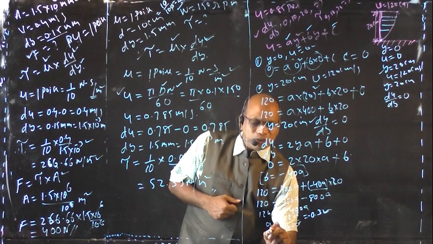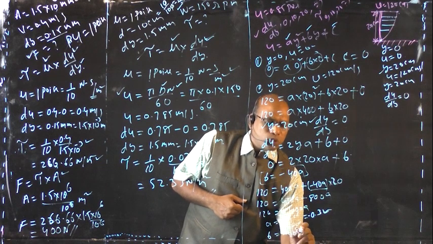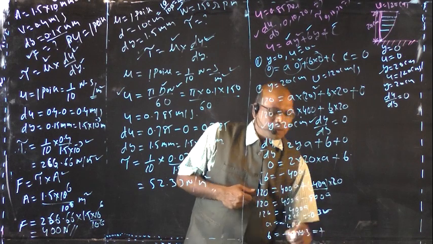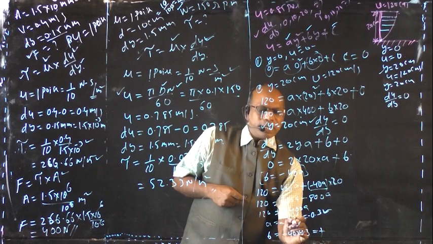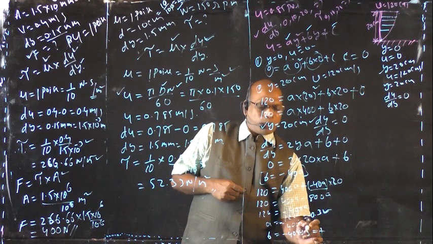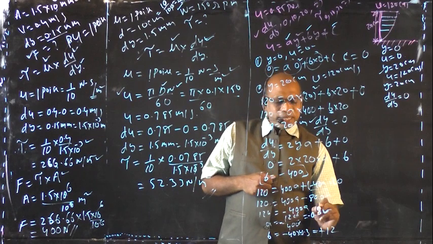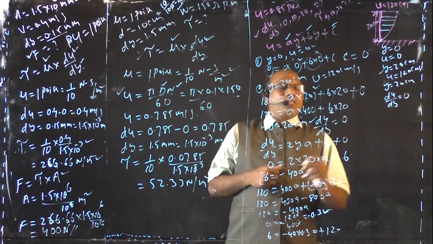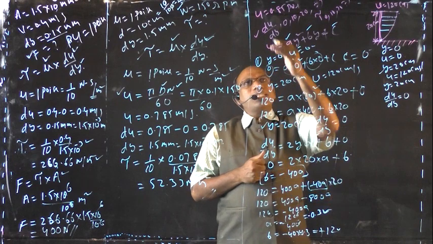Then b is equal to minus 40 into minus 0.3, that means in place of a we have taken minus 0.3, and this is equal to 12. Now we have determined a is equal to minus 0.3, b is equal to 12 and c is equal to 0.